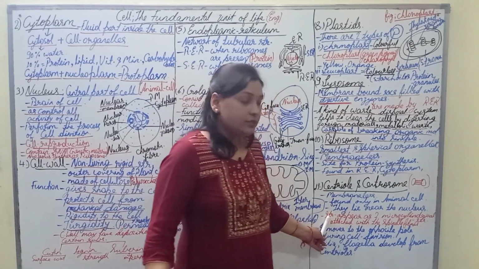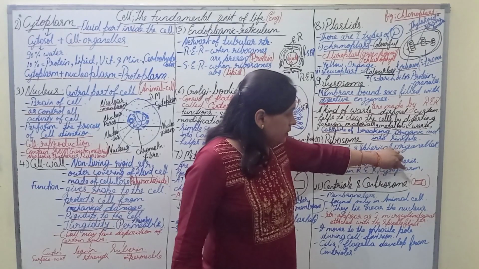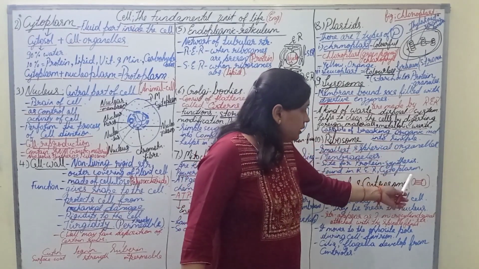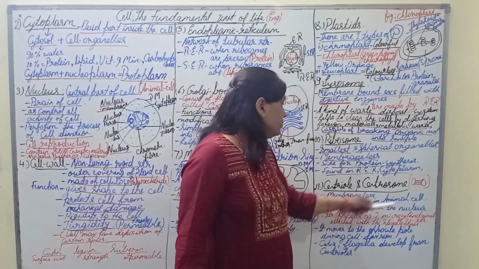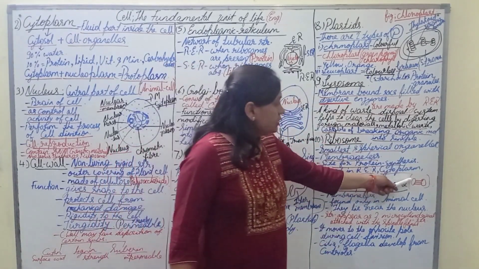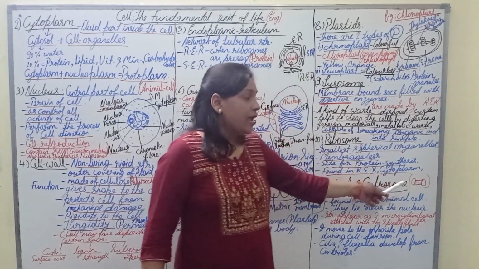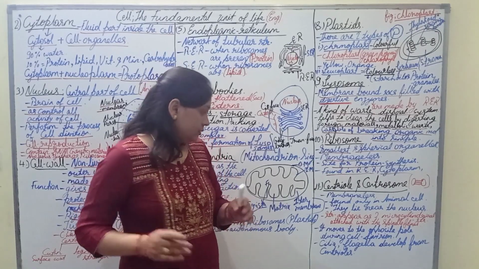If we talk about the structure, it appears as two microcylinders. Here is a cylinder, and it appears as two microcylinders that are attached with the spindle fibers. At the time of cell division, these microcylinders separate and move to opposite sides of the nucleus.